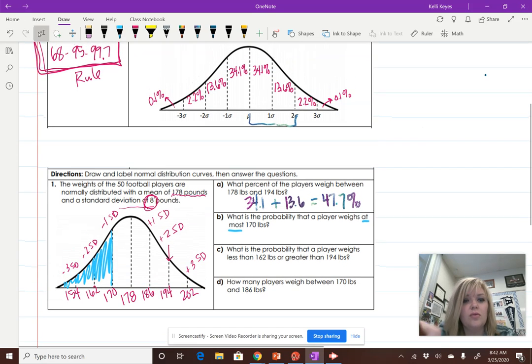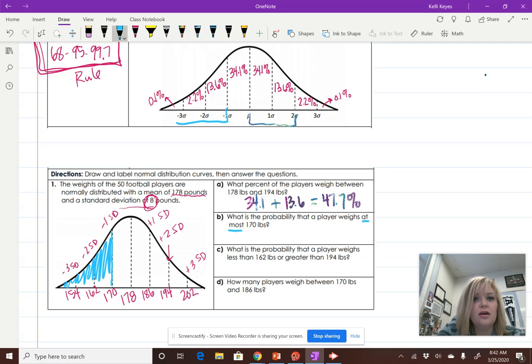So then 170 would be 1 SD right here. So I'm going to add up from here and all the way down. So that'll be 13.6 plus 2.2 plus 0.1. So it's going to be 15.9, I think. I did my mental math right. Yeah. So about 15.9% of the football players weigh at most 170.